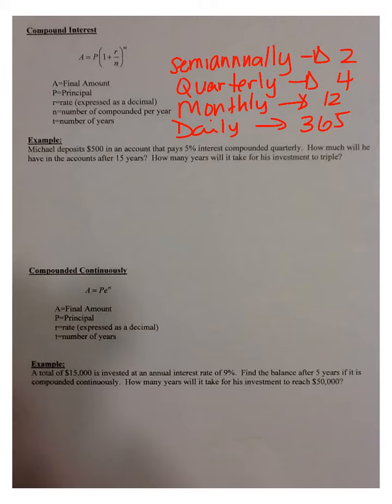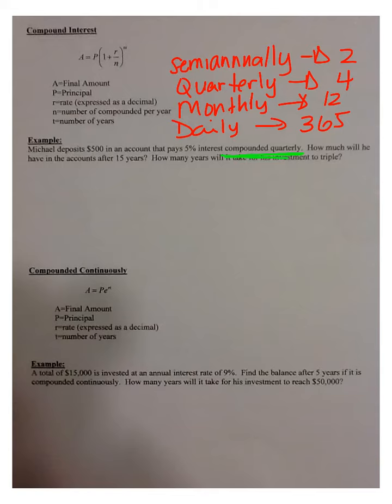So let's take a look at the first example. Michael deposits $500 in an account that pays 5% interest compounded quarterly. How much will he have in the account after 15 years? And then it says, how long will it take for his investment to triple? All right, so let's do the first part.